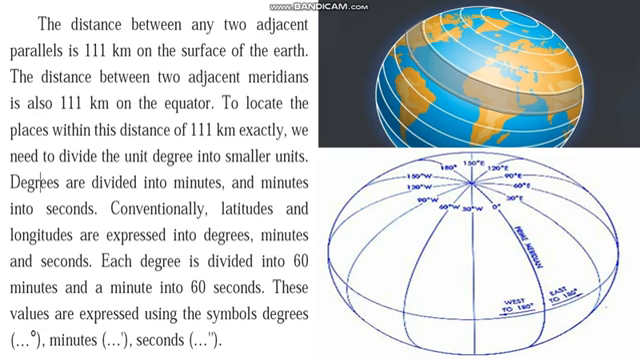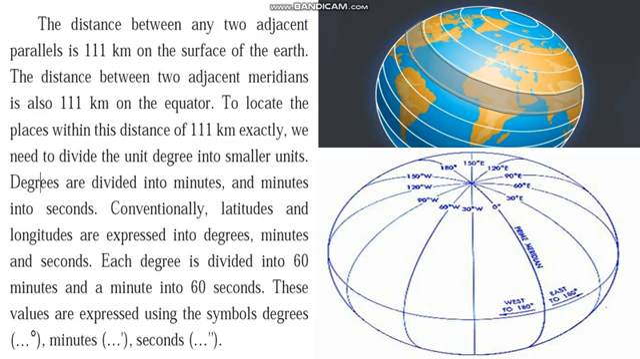To locate places within a distance of 111 kilometers exactly, we need to divide the unit degree into smaller units. Degrees are divided into minutes and minutes into seconds. Conventionally, latitudes and longitudes are expressed in degrees, minutes and seconds. Each degree is divided into 60 minutes and a minute into 60 seconds. These values are expressed using the symbols for degrees, minutes and seconds.